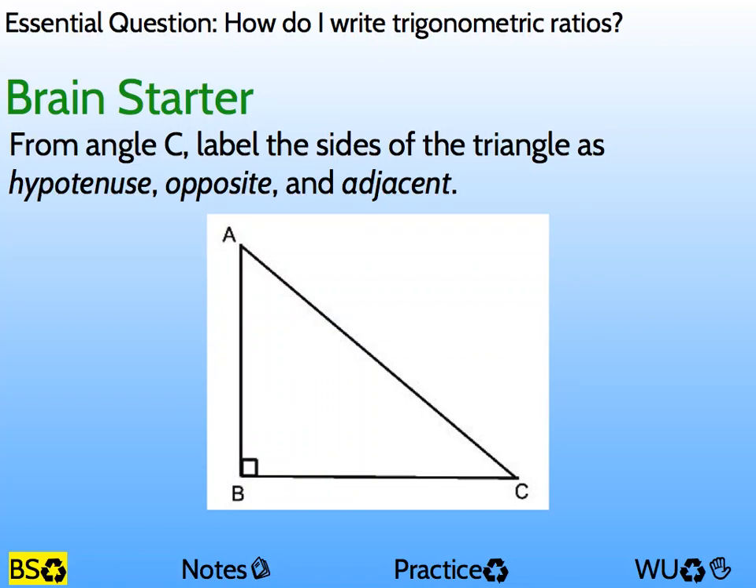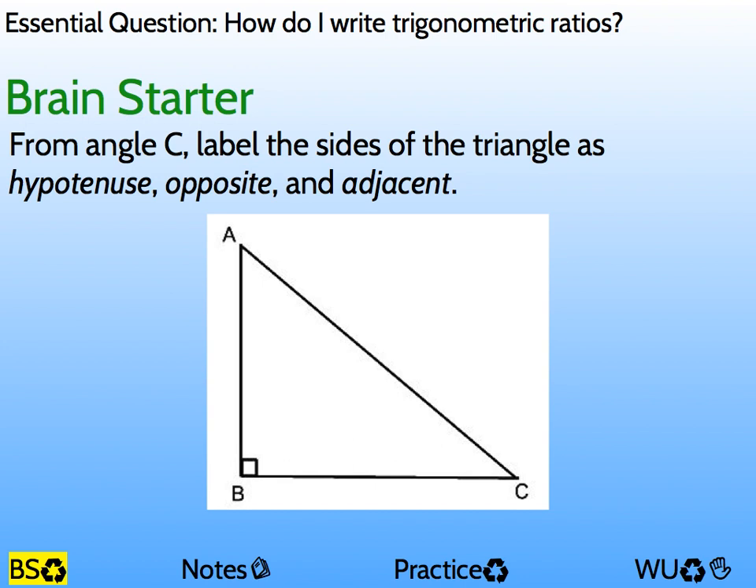For the brain starter, you're asked to look from angle C and label the sides of the triangle as hypotenuse, opposite, and adjacent. I'm going to give you time to do that now, so you should pause your video. And now I'll give the answers in 3, 2, 1.